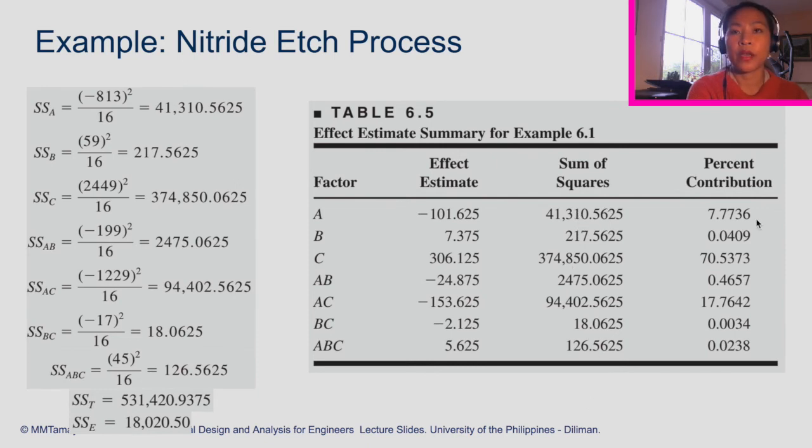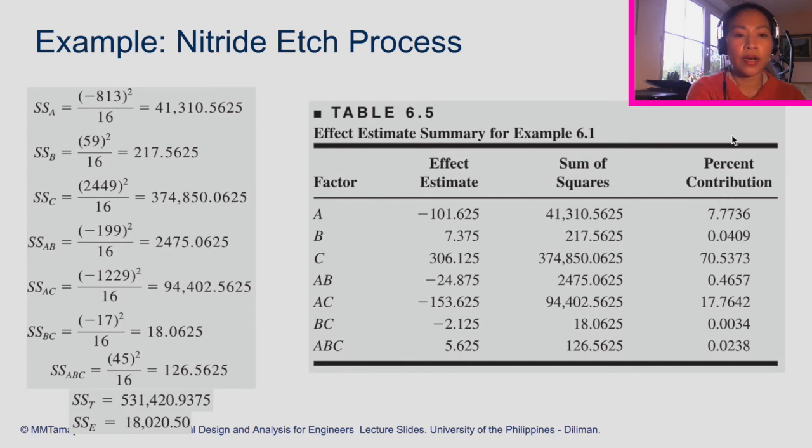Now it seems that the largest effect corresponds to power, which is factor C, with 306.125. Looking at the effect estimates, this one has the highest magnitude, and it is positive. It is followed, in terms of magnitude, by negative values for the interaction AC and the gap, factor A, which are negative 153.625 and negative 101.625 respectively.